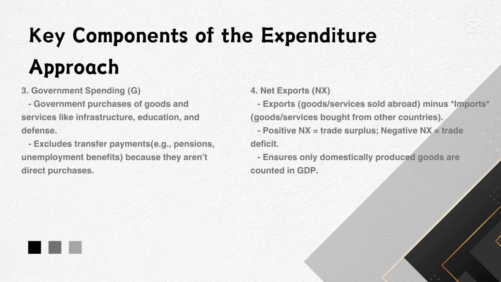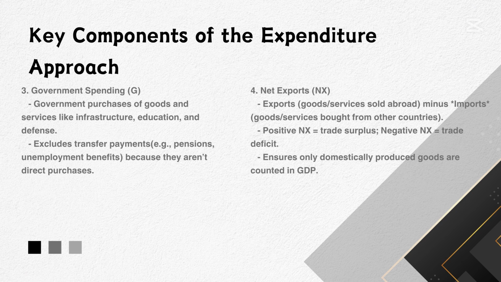Third is government spending: government purchases of goods and services like infrastructure, education, and defense. It excludes transfer payments, for example pensions and unemployment benefits, because they are not direct purchases.